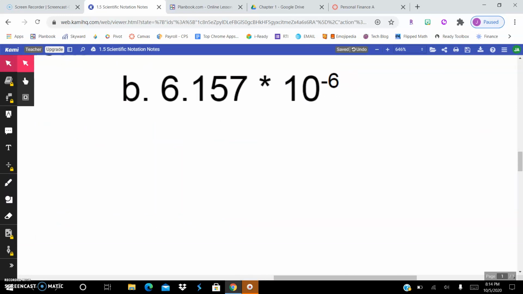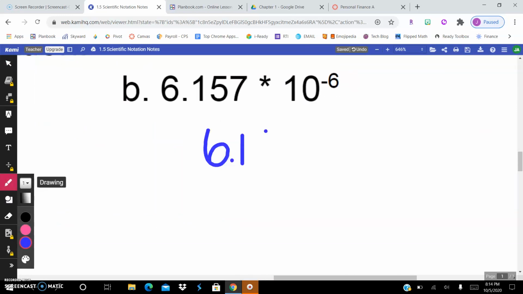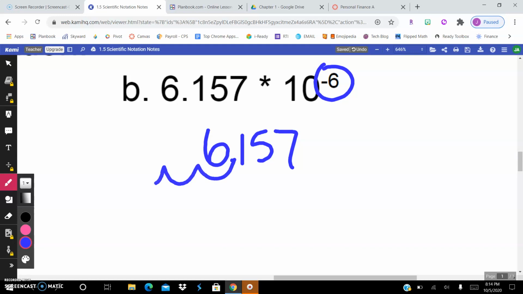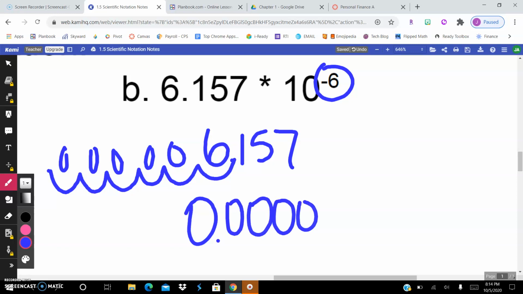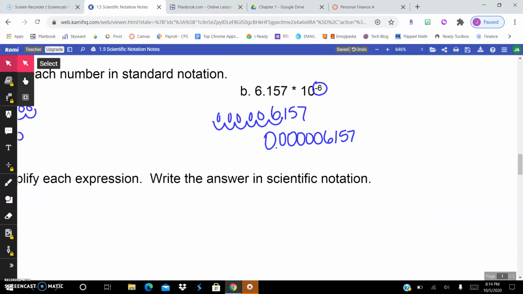Over here, we're going to start with the 6.157, and our exponent is negative 6, so we're going to move 6 to the left. So 1, 2, 3, 4, 5, 6. Fill in those empty spots with zeros. And this is where our decimal is going to be. Remember, there's always another 0 out front of that for the ones place. And there are 5 zeros here. And 6157 for your final standard notation answer.